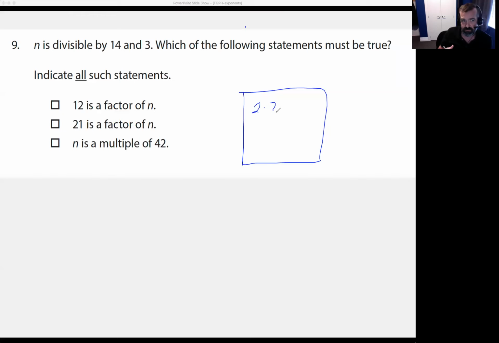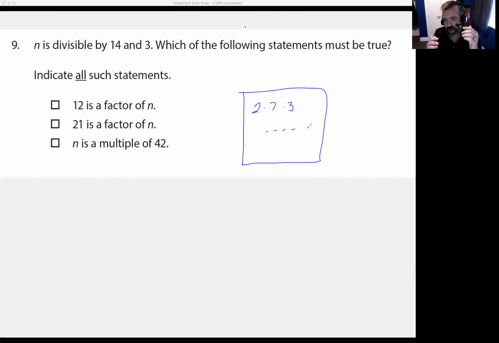But it's also divisible by 3, which means you know for sure it's also got a what in it? All right, so it's got a 3. Now, it might have some other stuff. It might have a 5, it might have a 15, it might have other things, but I know for sure n has got a 2 and a 7 and a 3 in it. Cool. So 12 is a factor of n, 21 is a factor of n, n is a multiple of 42.